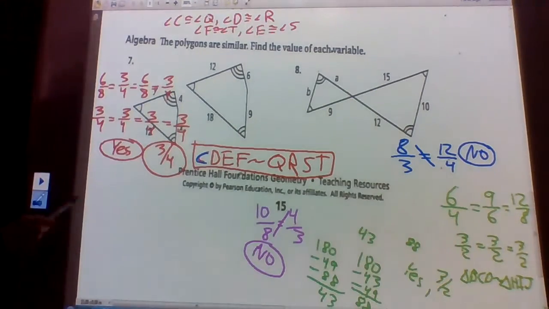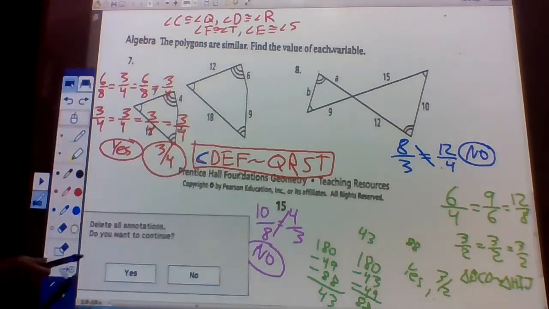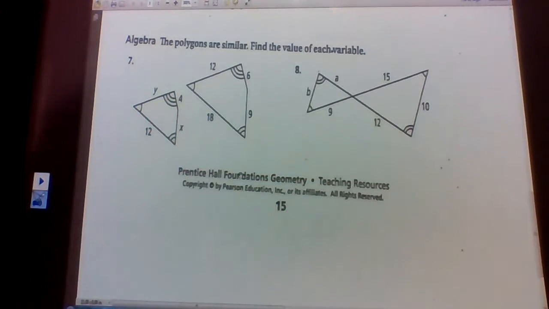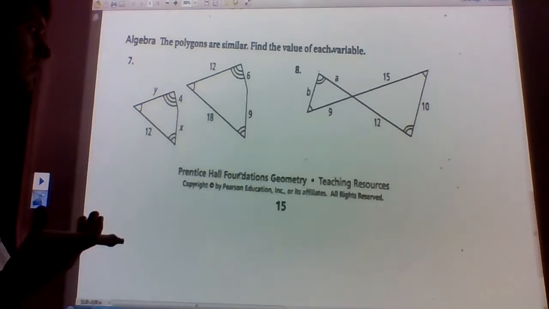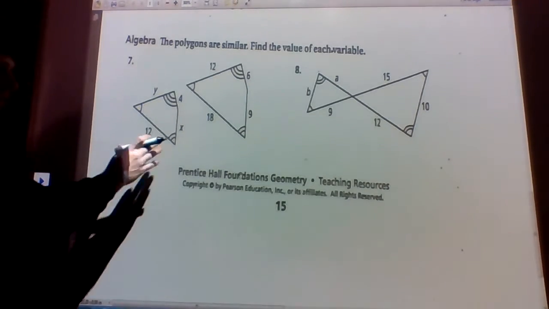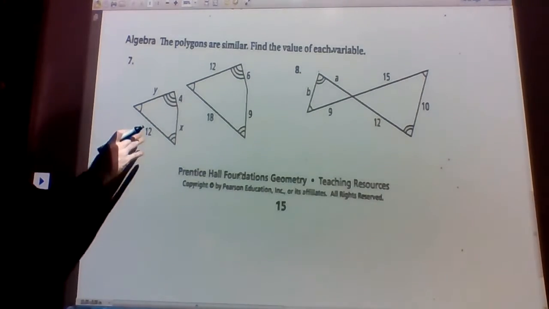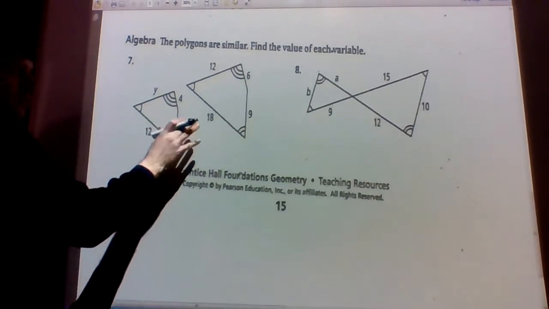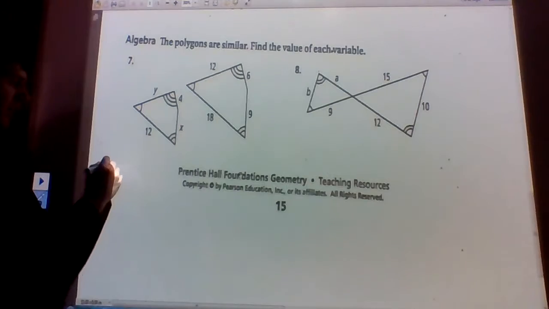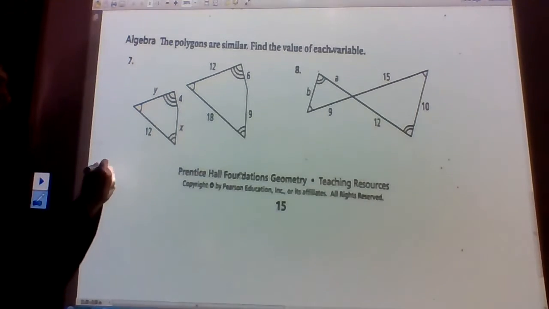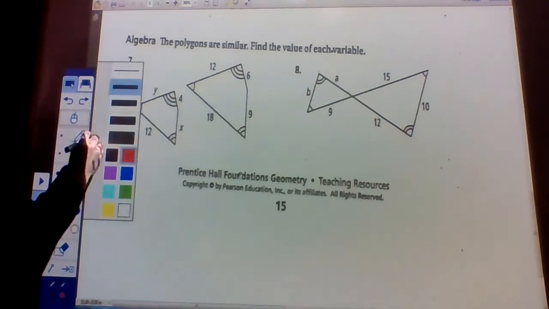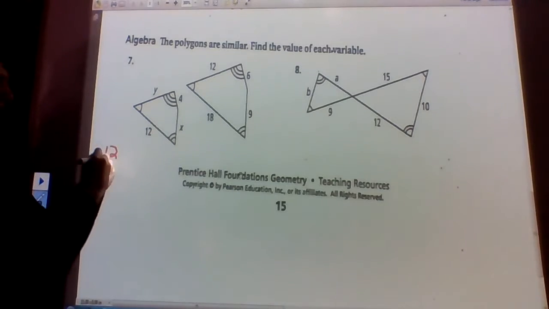Okay, the polygons are similar. Find the value of each variable. So since they're similar, we know angles are congruent and sides are proportional. They are giving us sides here. So let's match up all of our sides. 12 is between the 1 arc and the 2 arcs, so 12 matches up with, let's use a different color, 12 matches up with 18.